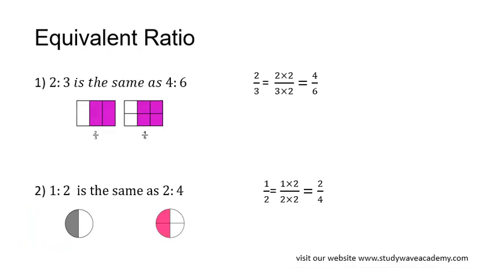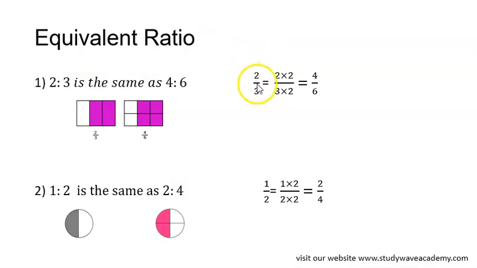Equivalent ratio. Equivalent ratio is how two ratios look different but they are the same. We have 2 ratio 3 is the same thing as 4 ratio 6. And how did we do that? We did that by multiplying both sides with the same number. You have 2 ratio 3 here, you multiply both sides with the same number. Let's write it as a fraction first.